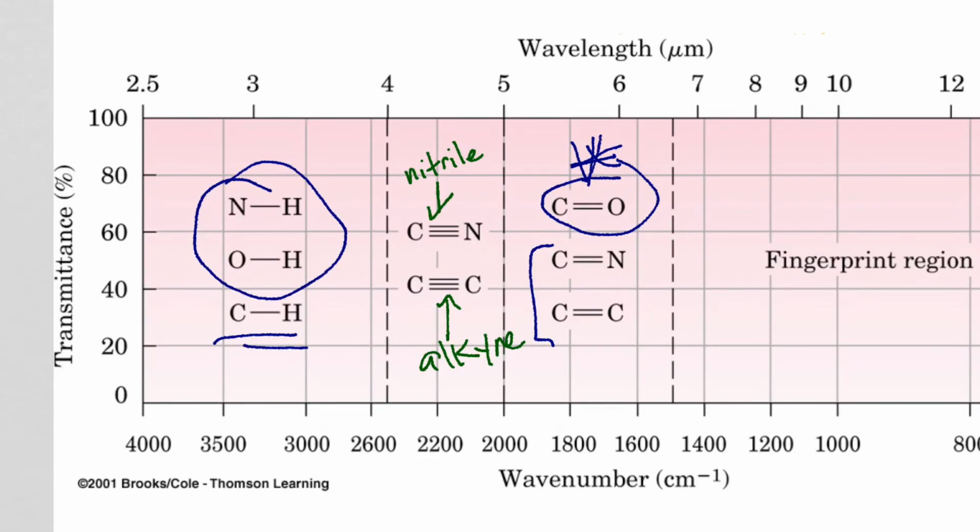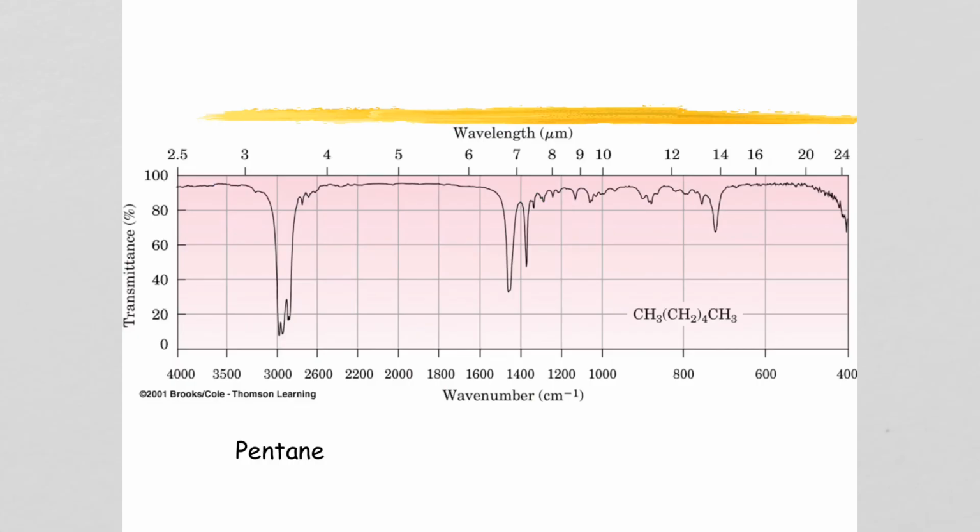Okay, so now we're just going to take a look at a couple of different spectra, just to give you an idea of what they look like. Here's the spectrum of pentane, not very exciting. The main thing that we're seeing here is all of the CH bonds, and the rest of it is pretty much fingerprint, and we're not going to spend a whole lot of time looking at it.